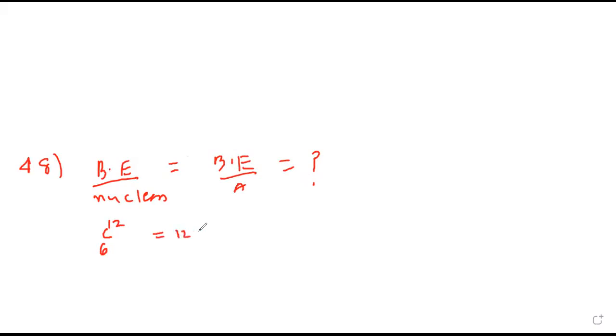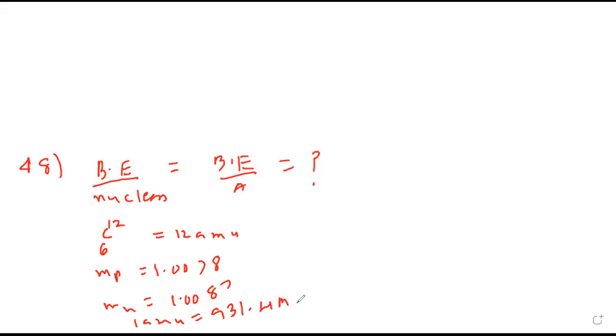The binding energy per nucleon this time. Per nucleon, so we have to divide by mass number. Per nucleon of carbon, mass number 12, atomic number 6. This mass is given as 12 AMU, and mass of proton 1.0078 and mass of neutron 1.0087, and 1 AMU they are telling you to take as not 931 but 931.4 MeV.